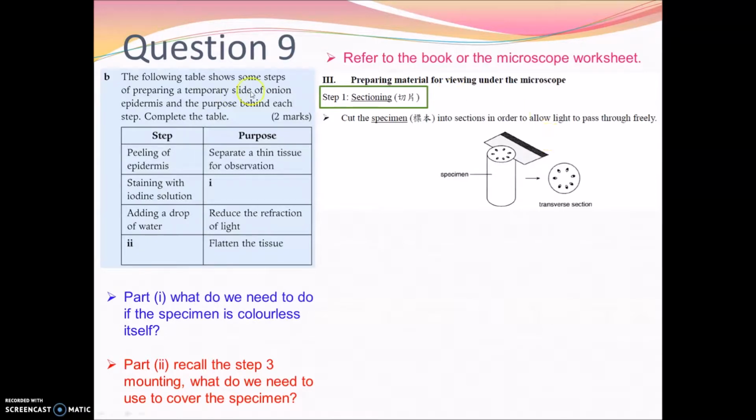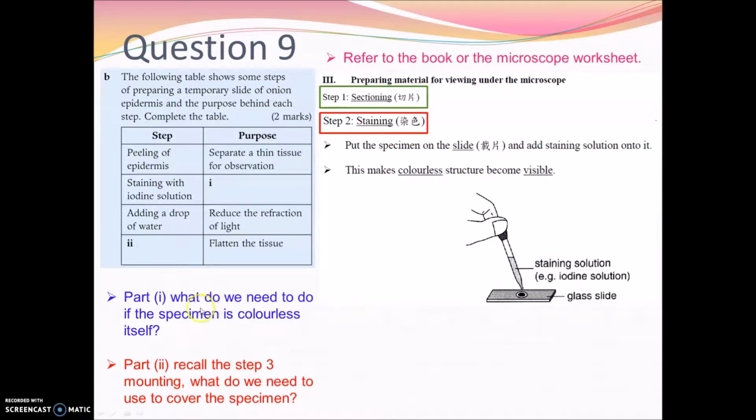Okay, so that's step 1. And then step 2, staining with iodine solution. Why do we need to do it? Just a guiding question: what do we need to do if the specimen is colorless itself? Okay, so we put it on the glass slide and then add some iodine solution.